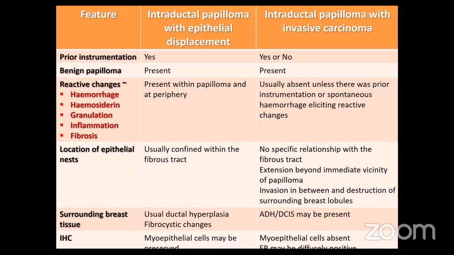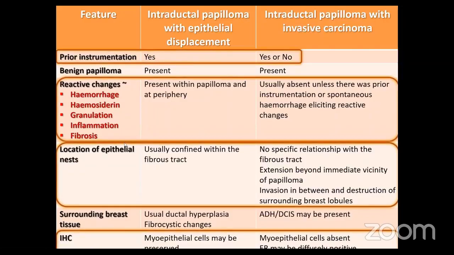Epithelial displacement can be a particular diagnostic problem in evaluating whether there is an invasive carcinoma associated with a papillary tumor. There should be a history of prior instrumentation and reactive changes accompanying the displaced epithelial cells with hemorrhage, hemosiderin, granulation, inflammation, and fibrosis. The epithelial nests that are displaced are usually confined within the fibrous tract, and immunohistochemistry may reveal preservation of the myoepithelial cells, but they can also be negative, so this may not always be helpful.